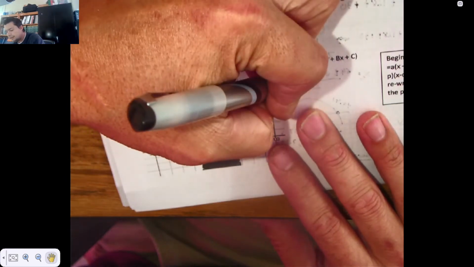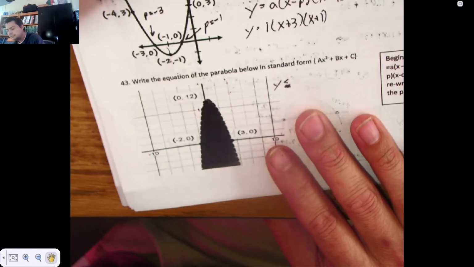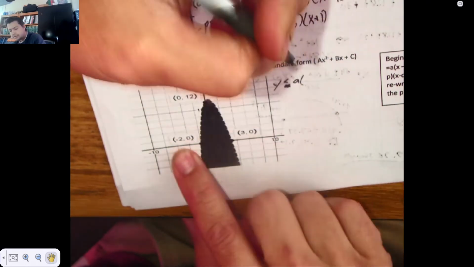43, write the equation of the parabola below in standard form, ax squared plus bx plus c. And to do this, since I don't know the vertex, I'm going to have to use a times x minus p times x minus q. The notes got cut off there. It is an inequality. Notice the shading and the dashing. But we're going to start off, I guess we can throw the inequality symbol in there if we want. It's going to be y is less than, a times x plus 2 times x minus 3.